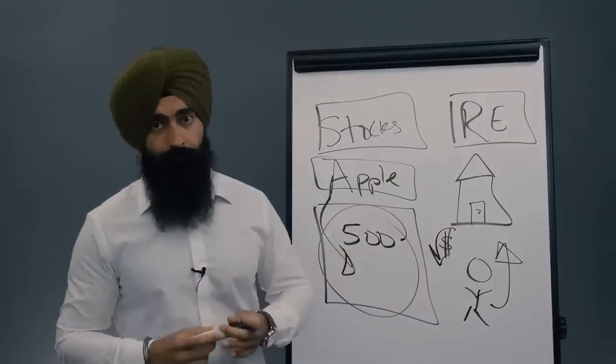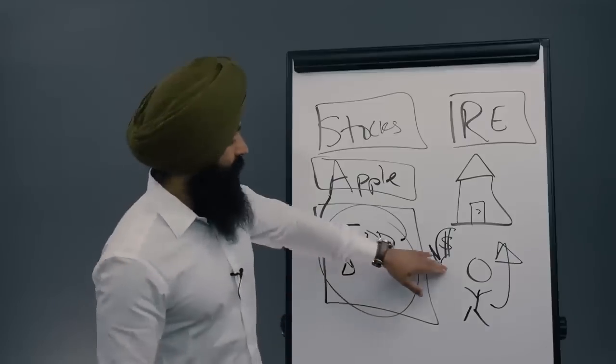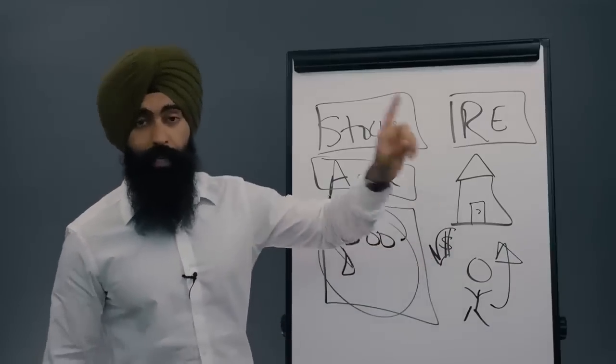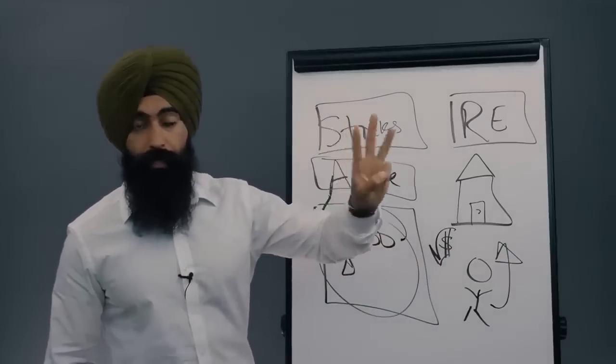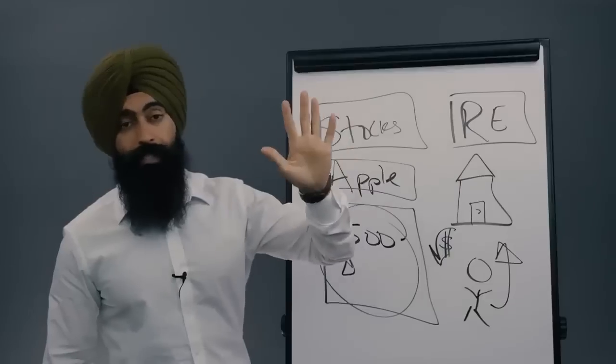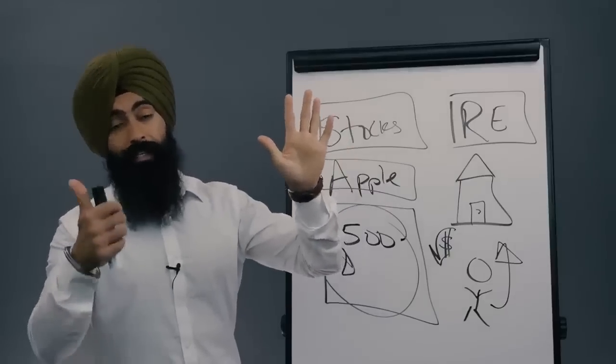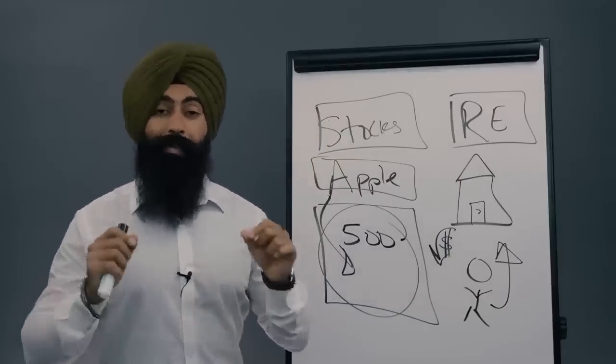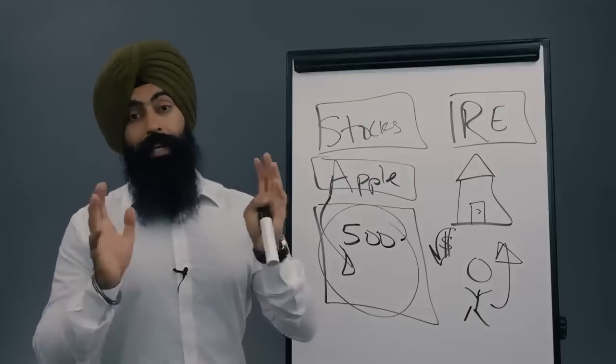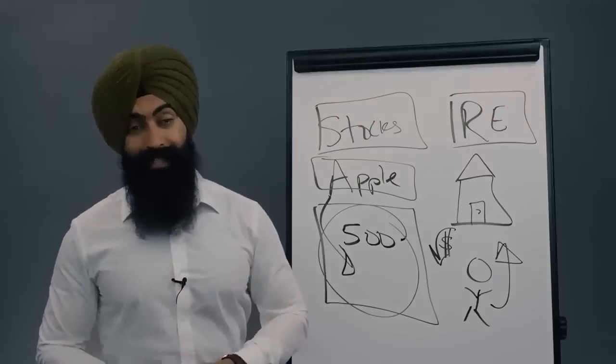Now the key here is this rent has to be enough to cover your property taxes, your insurance, your maintenance, your management fees, any vacancy costs, and then if you have any debt, cover that as well, and then put some money in your pocket each and every month. That's the right way to invest in real estate.